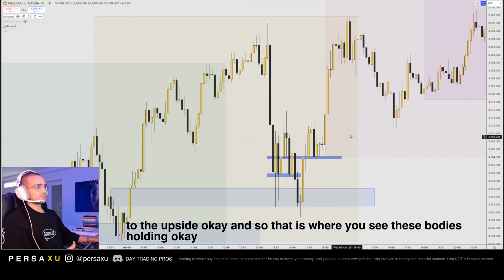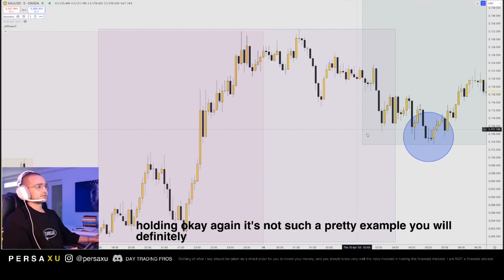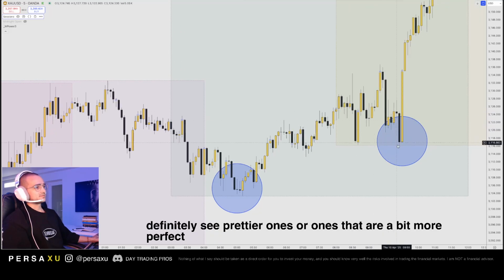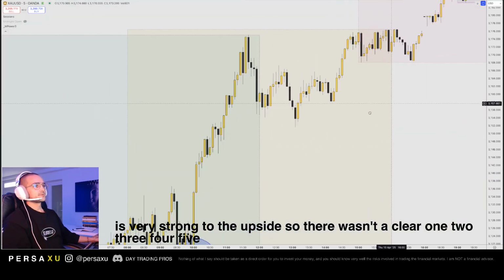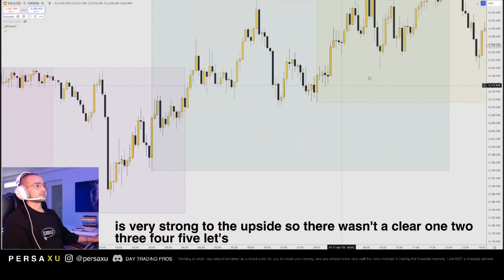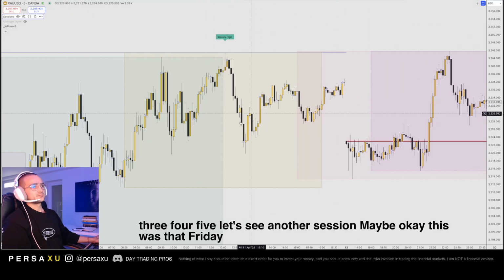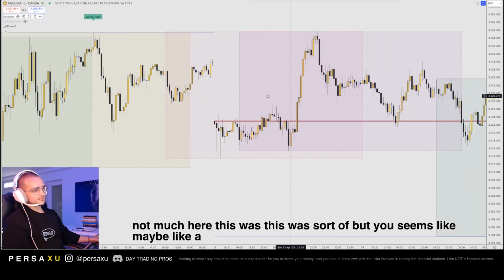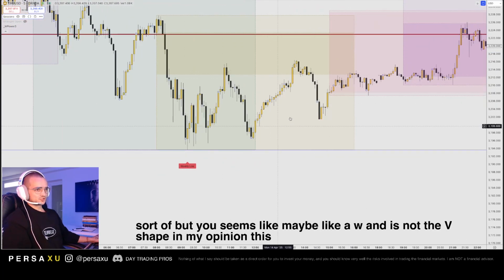Okay, again, it's not such a pretty example. You will definitely see prettier ones, or ones that are a bit more perfect. This one is very strong to the upside, so there wasn't a clear 1, 2, 3, 4, 5. Let's see another session maybe. Okay, this was that Friday, so not much here. This was sort of, but you see it's like maybe like a W, and there's not the V shape in my opinion. This session was also strange, consolidating.